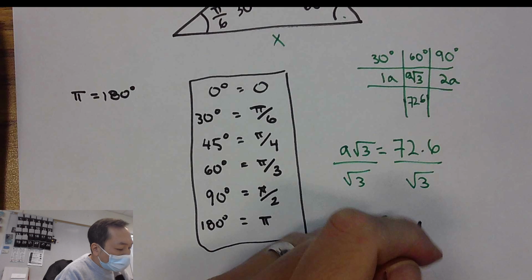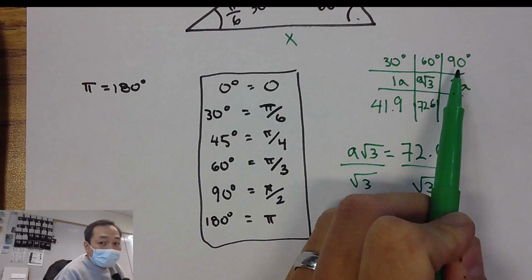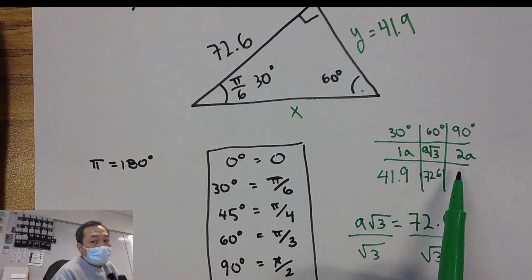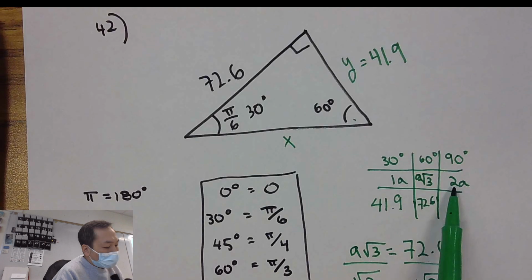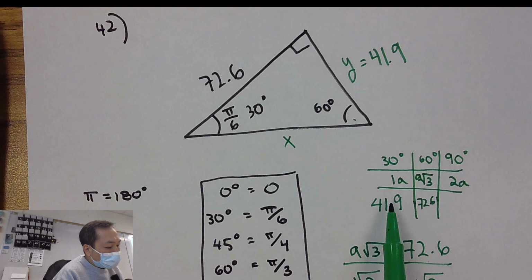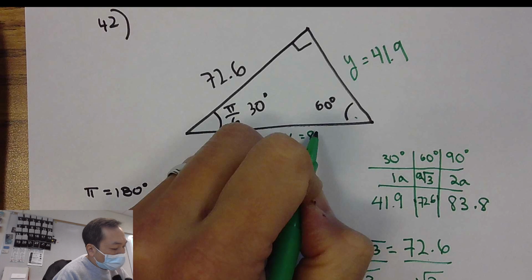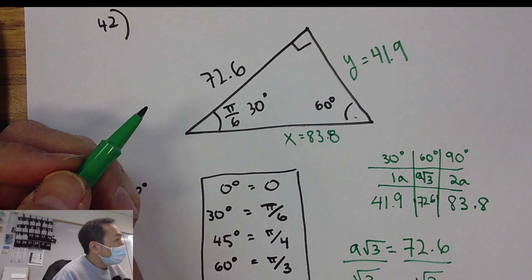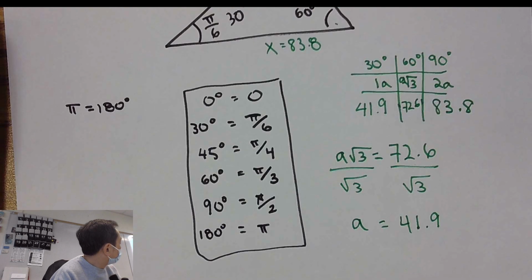And then look, across the 90 is going to be 2a. We have that so far. So if a equals 41.9, 2a equals 83.8. Just multiply 41.9 by 2. So that is 83.8. Questions on that? No? Pretty simple, right?